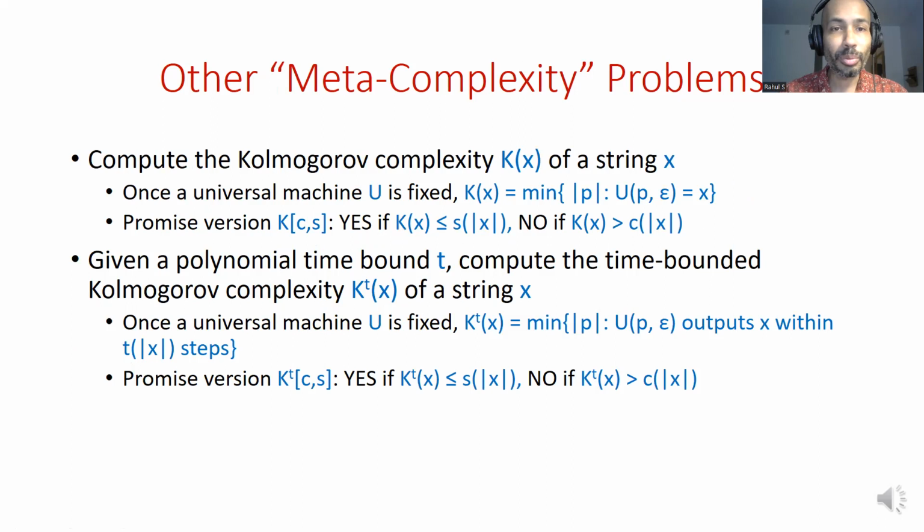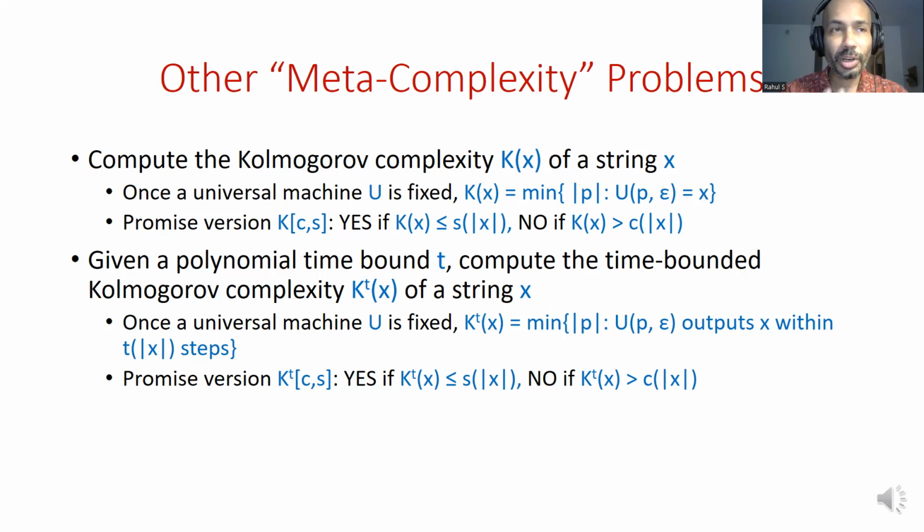So for example, there's the classical problem of computing the Kolmogorov complexity of a string, K of x. It's defined given a universal machine U that's fixed. K of x is the minimum size of a program such that U produces x on that program with an empty input. In some sense, K of x measures how much x can be compressed, with the decompressor having unlimited computational resources. So a promise version of this problem, K of c comma s, where c and s are functions of the input length, is a problem where you say yes if the Kolmogorov complexity is at most s of size of x, and no if the Kolmogorov complexity is greater than c of size of x.